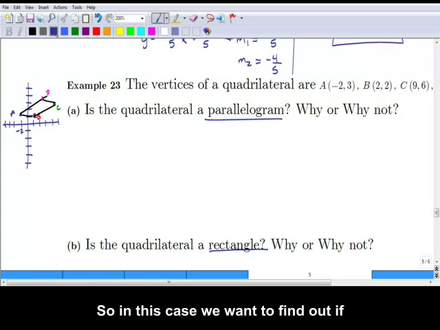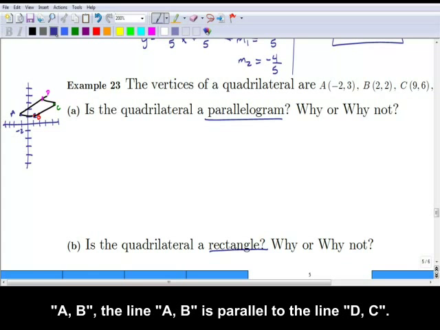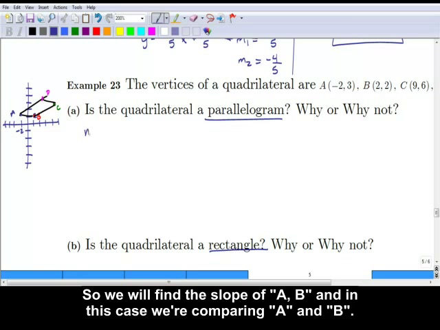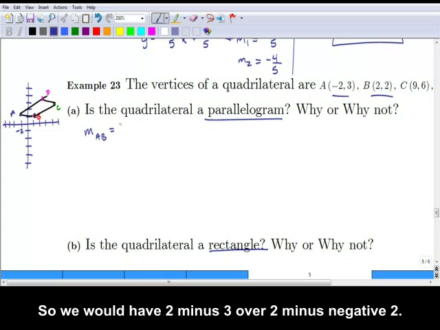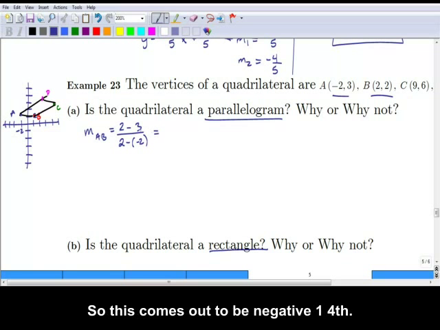So in this case, we want to find out if the line AB is parallel to line DC. So we will find the slope of AB, and in this case we're comparing A and B. So we would have 2 minus 3 over 2 minus negative 2. So this comes out to be negative 1/4.